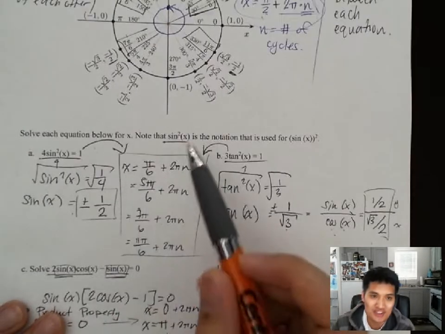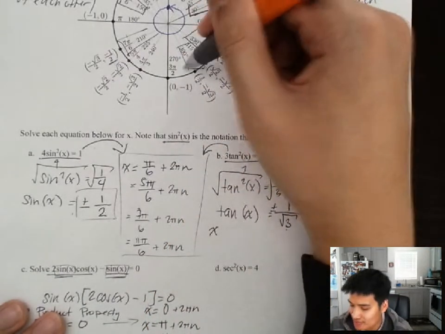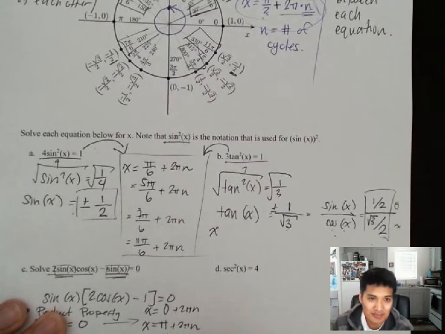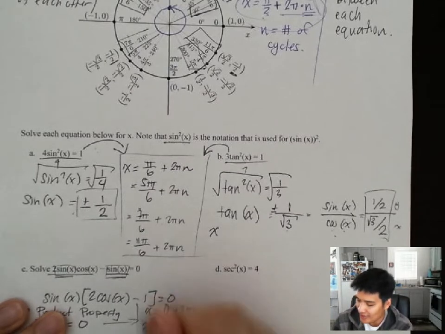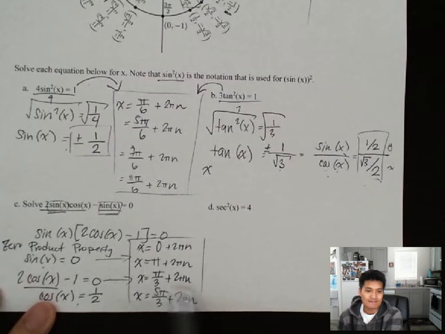And the last one is going to be right over here, 300 degrees, which is the same thing as 5 pi over 3. So 5 pi over 3 plus 2 pi n. And those are going to be the solutions for C. Just like that. Okay.